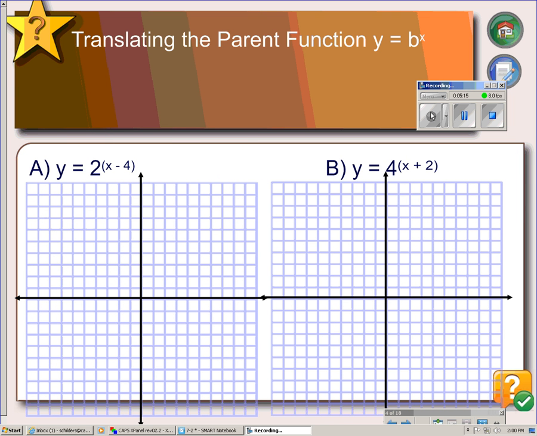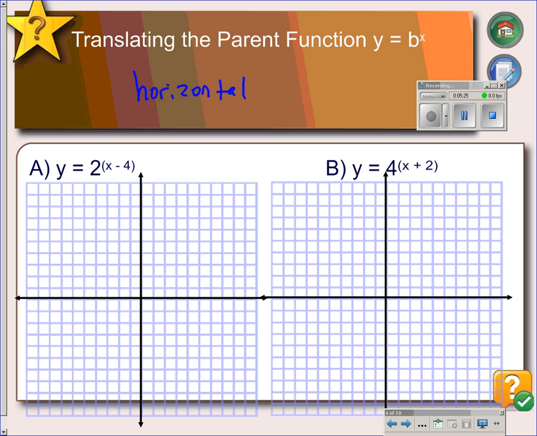Okay, in these functions we have horizontal translations. So, I'll write that down here. We know they're horizontal because we have the parentheses with the x in it. So whenever you're looking at a translation where it's in the parentheses with the x, it's a horizontal translation. And the -4 tells us we're translating to the right 4 units. So our parent function, again, would be with 0 and 1 and just 2 to the x. Don't worry about the -4 yet. For the parent function, it's just y equals 2 to the x.